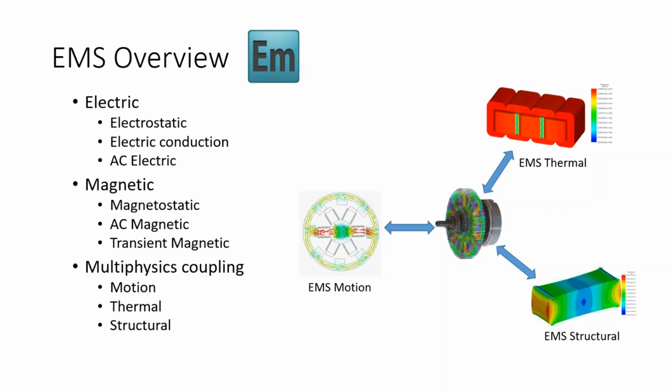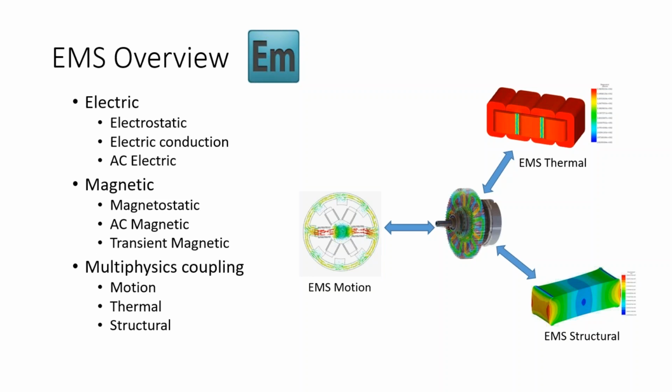Then we also have magnetic solvers. There are also 3: magnetostatic, AC magnetic, transient magnetic. They allow you to compute magnetic fields, forces, torques, inductances, and all the associated phenomena in different domains. For example, magnetostatic works in a steady state domain, AC magnetic works in a frequency domain, and transient magnetic allows you to work in a time domain and get fully dynamic results.